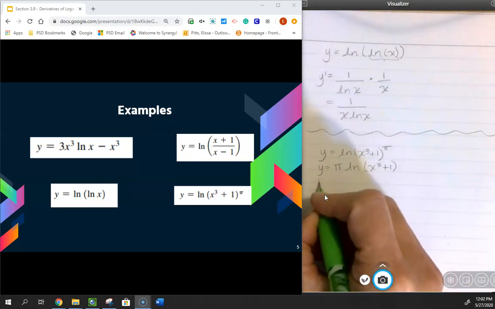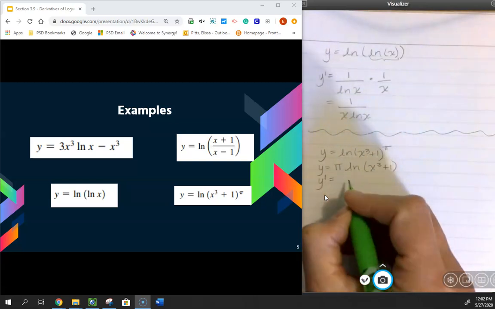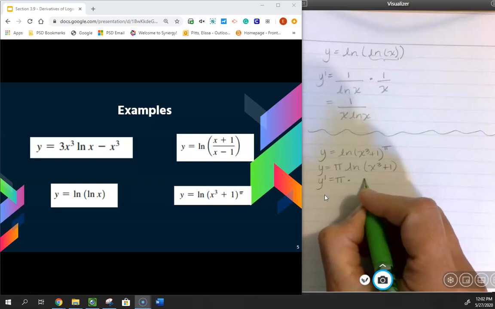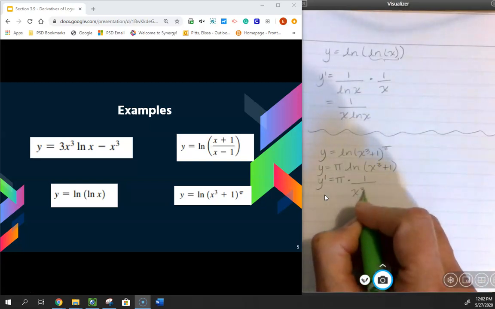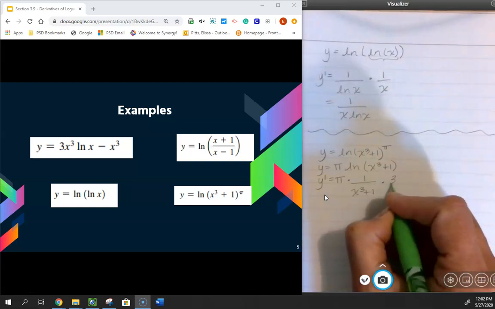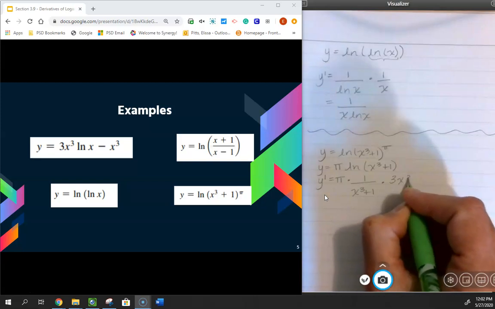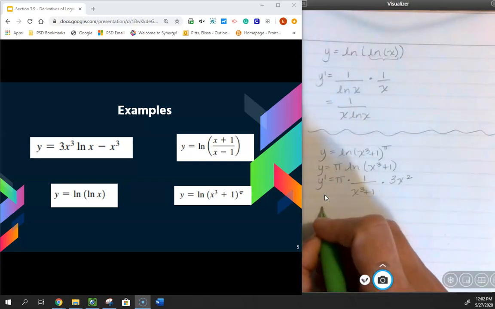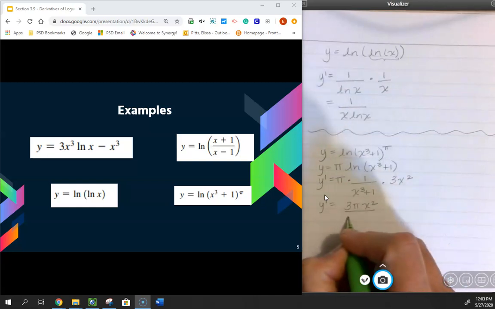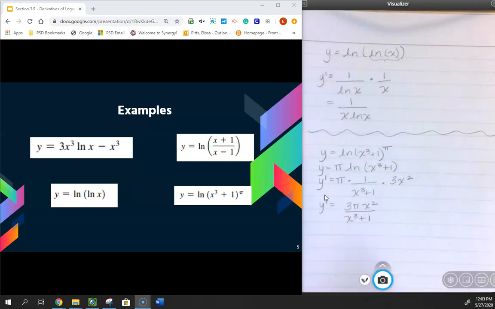And now I can take the derivative of this. I get pi as a constant. I can multiply times the derivative of natural log of x cubed plus 1. Derivative of natural log of anything is 1 over x cubed plus 1, 1 over that anything, times the derivative of that anything. So I'm going to get 3x squared. We could simplify this to say maybe 3 pi x squared over x cubed plus 1.